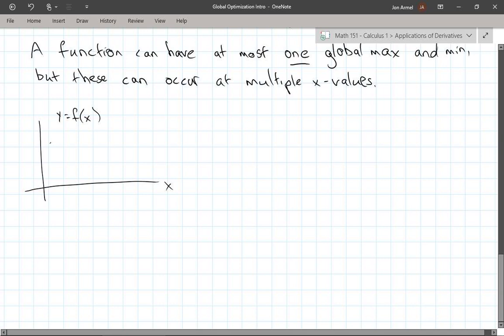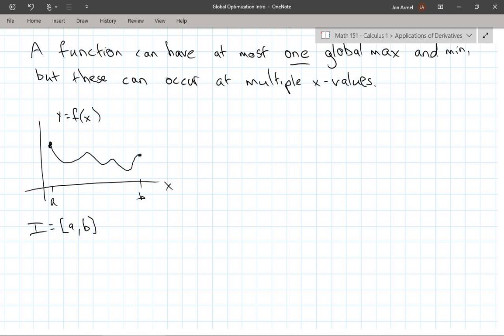So let's say we have something like this. Let's say the left endpoint is a, the right endpoint is b, and I would say here I equals the interval from a to b, and notice that this interval includes a and it includes b, and I have these closed dots on the ends. Okay, so take a moment and try to think in your head, where do the global max and the global min occur? I didn't give you any y values, so we don't really care in this case what the max is, but where do they occur?